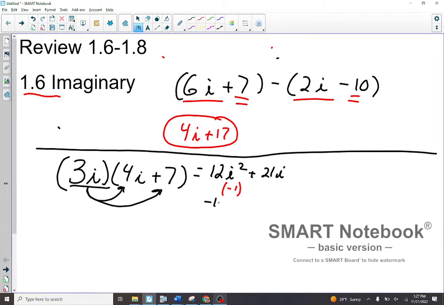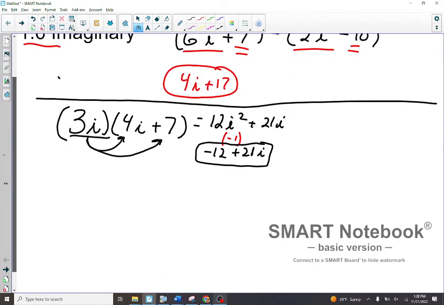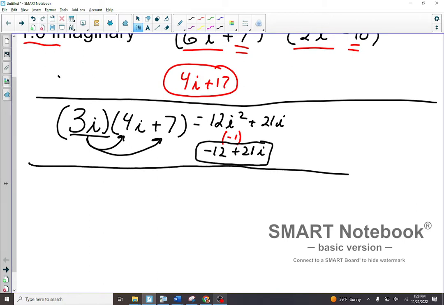So it's going to be negative 12 plus 21i. So remember, i squared should become a negative 1. So it's going to be negative 12 plus 21i. I'm going to move on. What is that called? I guess this is just multiplying.